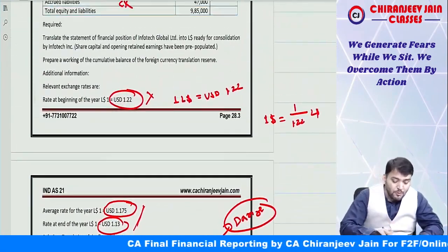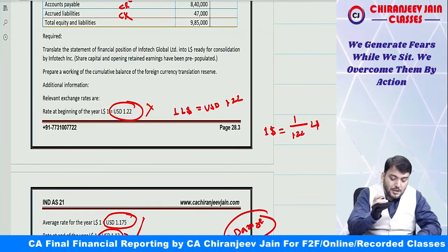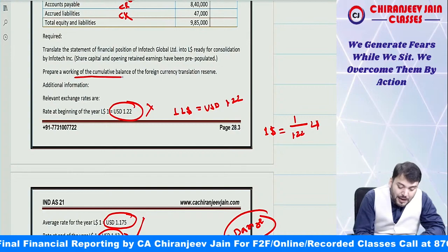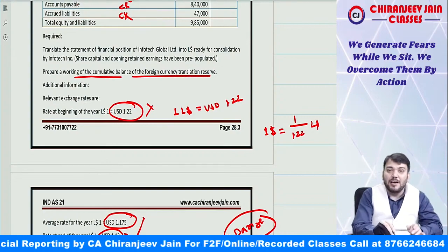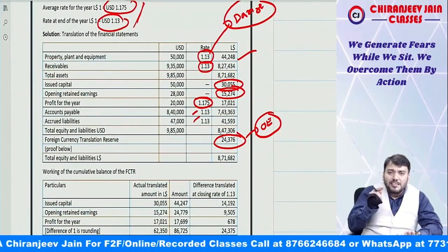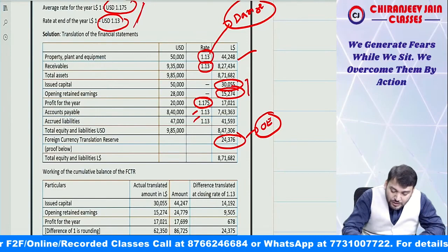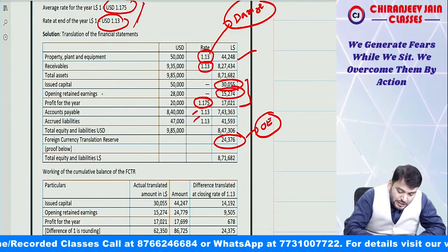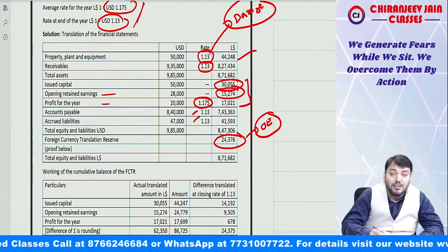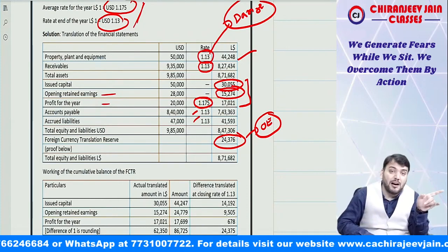Now they have asked one more question in this. I have done this question not for the translation because translation was very easy. Prepare working of the cumulative balance of FCTR. This may be asked. What is the reason for this cumulative balance? The reason was that all three, equity, profit and retained earning, were not translated at closing rate, because for that we have taken some earlier rate.